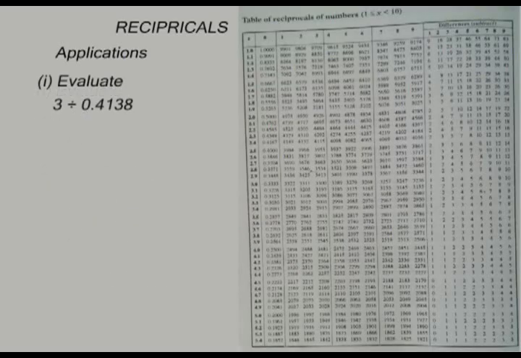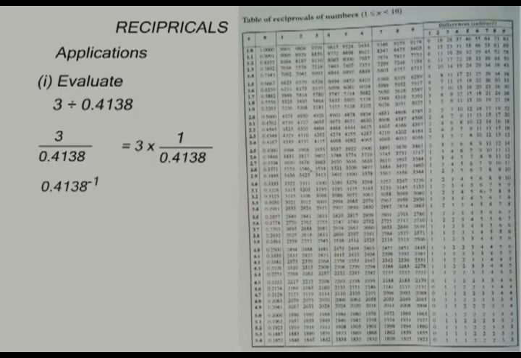How about 3 divided by 0.4138? I would write that as a fraction, that is 3 over 0.4138, and then break it into 2 parts. 3 times 1 over 0.4138. These two are the same, it's only that the second one makes it easy for me to see the way forward.